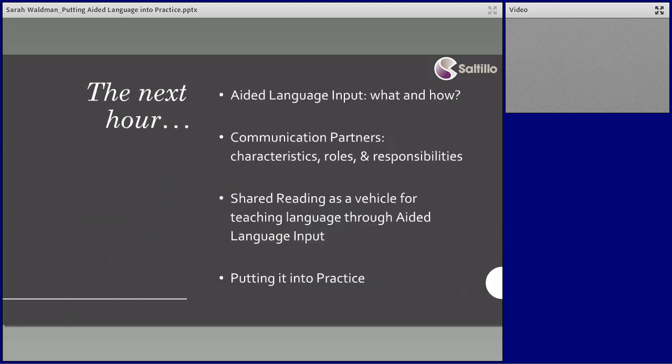Just to briefly highlight, over the next hour, we are going to discuss what aided language input is, the characteristics and roles and responsibilities of you as the communication partner. We are going to discuss how shared reading can be a vehicle for teaching language through this strategy called aided language input. And we're going to identify how to use AAC in the context of that shared reading experience and put it into practice with some strategies and tips as well.